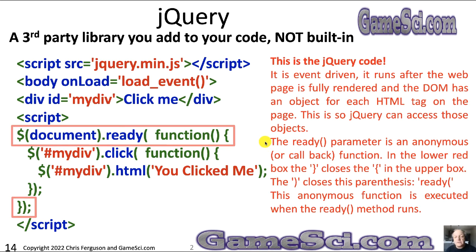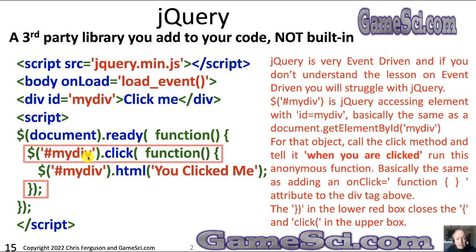The ready parameter is an anonymous or callback function. This parameter, what's in between this parenthesis and that parenthesis, is the parameter to the ready method. In the lower red box, this curly brace is the closing curly brace for this open one right here in the upper red box. And this closing parenthesis in the lower red box is the match for this open parenthesis, the one just after the word ready. This anonymous function is executed when the ready method runs. When ready executes, this function runs.